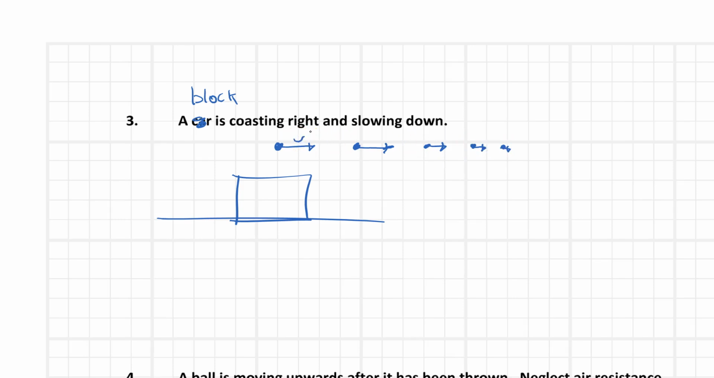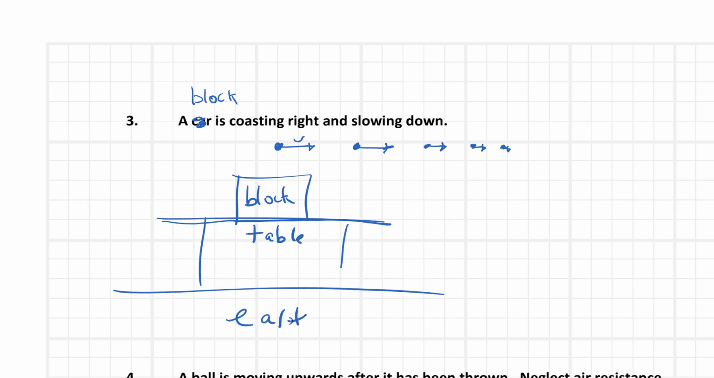Okay, so we've got the block, and I don't know what this is. Could we have it as maybe a table or something that it's sliding on? And of course, this whole thing, we've also got the Earth underneath. Wouldn't necessarily have to draw all this, but the thing that I'm interested in, my system, is just the block. So we'll go like this, and definitely one motion will be this way, horizontally, because that's the way that it's moving. So a little snapshot of the block.